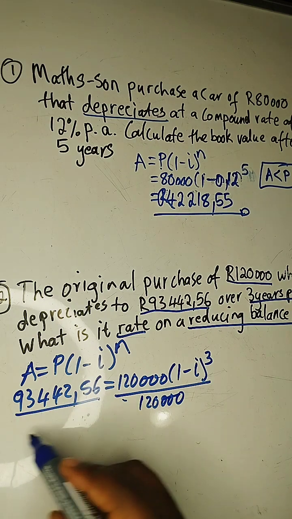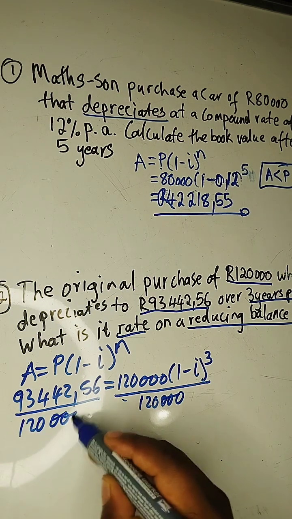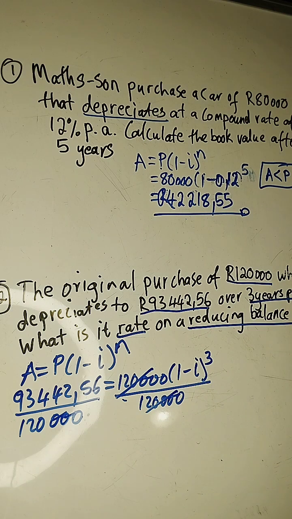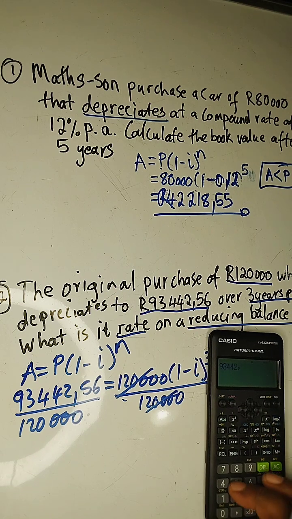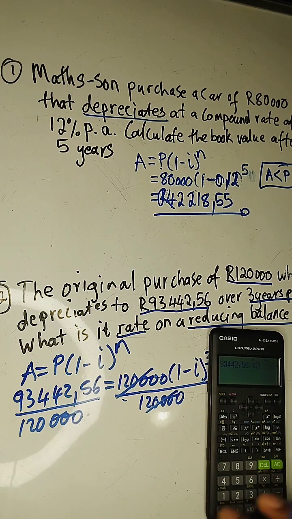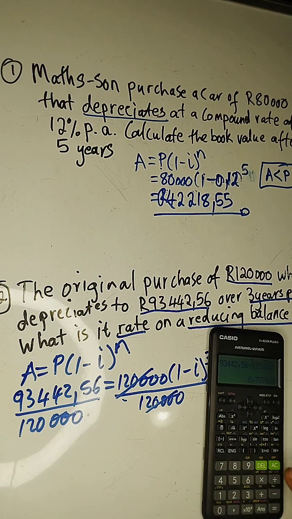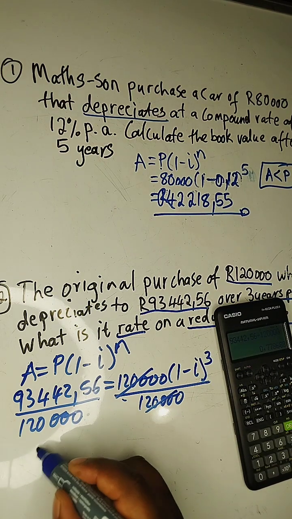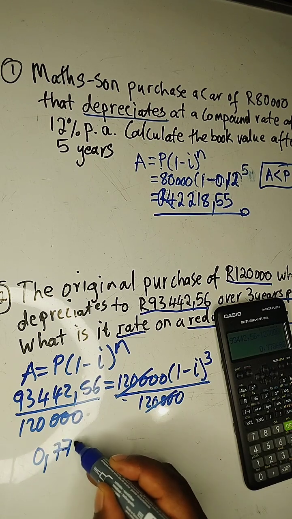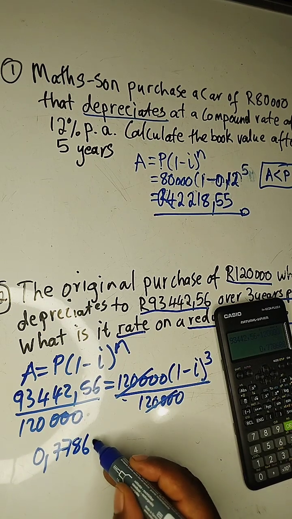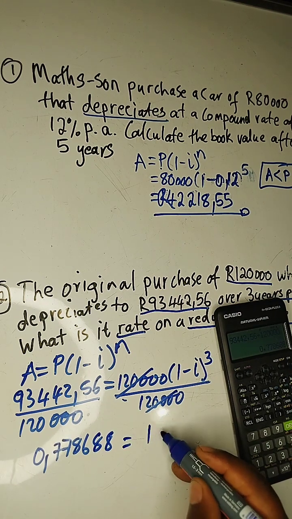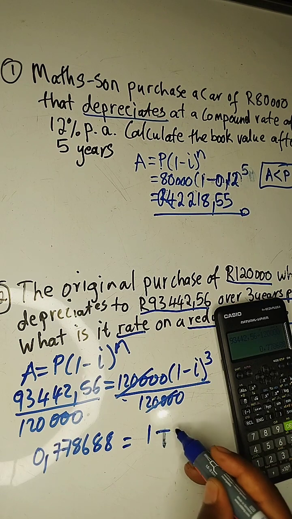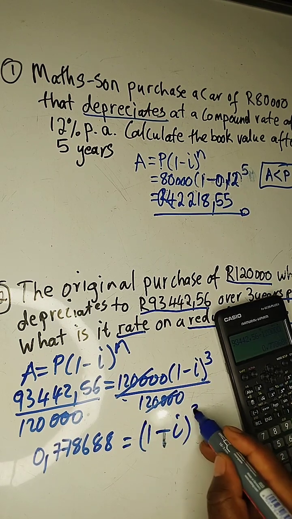Step number 1, we divide by 120,000. This and this goes. Then you punch it on a calculator: 93,442.56 divided by 120,000. Then you will have 0.778688. Remember, I write it as it is, and then I have 1 minus I, all exponent 3.